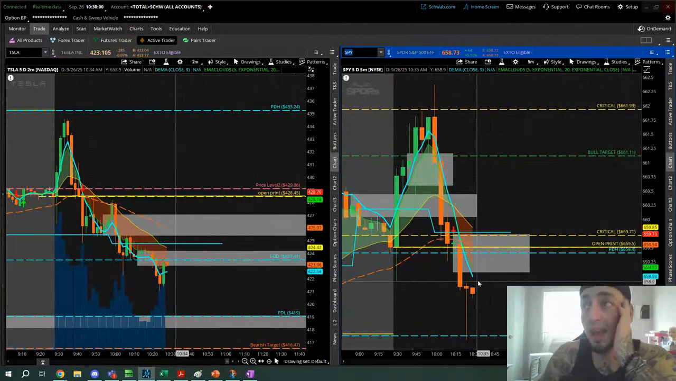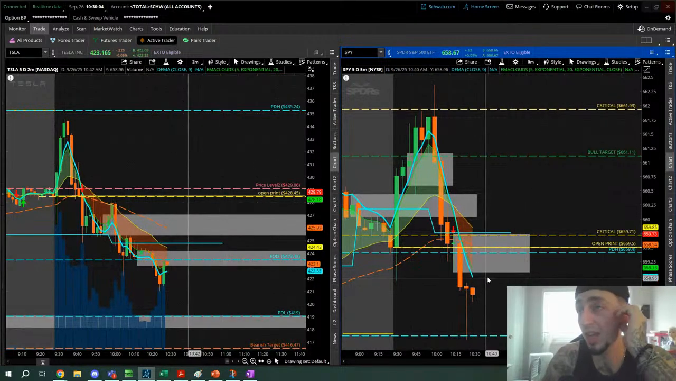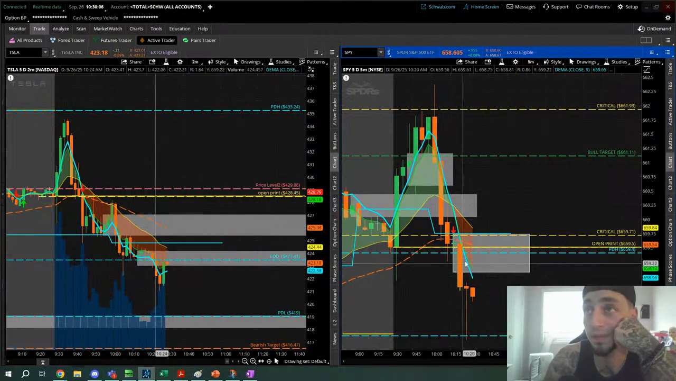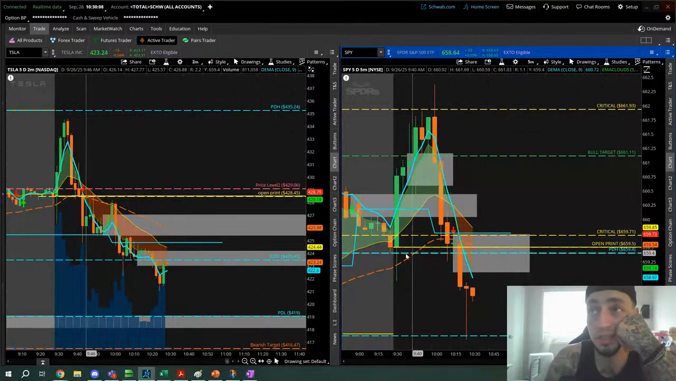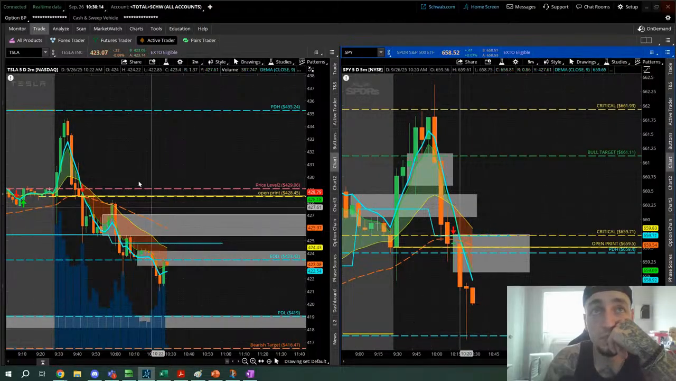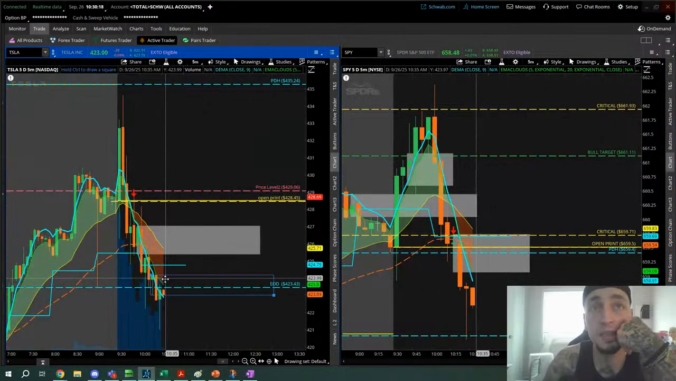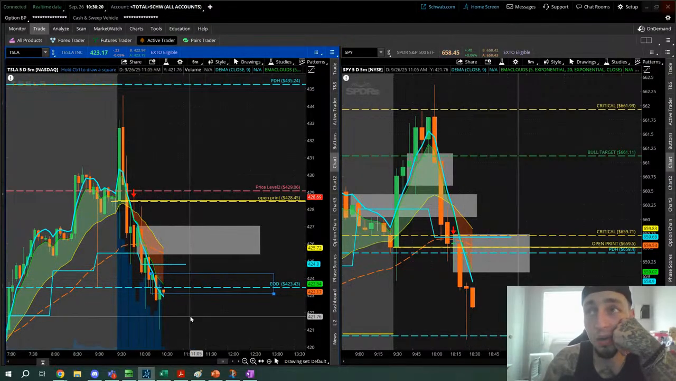All right, SPY just closed the gap. Let's see what that retest looks like. Shout out to anybody that grabbed that short. Phenomenal play. Really good play there. All right, Tesla is coming up into the AOV. Right into the AOV.